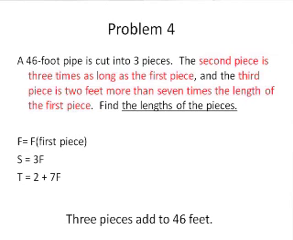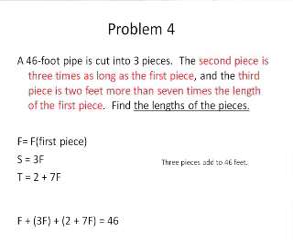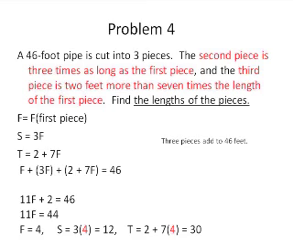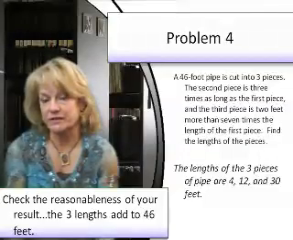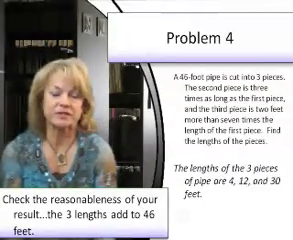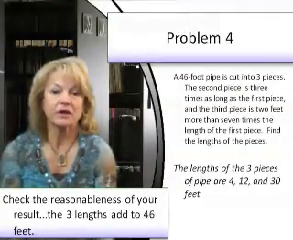The second piece is 3 times the first. The third is 2 more than 7 times the first. The sum of these 3 pieces is 46. Solving for the length of the first piece, 4 feet, substitute 4 into the expression that represents the second and the third piece for their lengths. Check to make sure that the total is 46, and include the units when you state these 3 lengths.